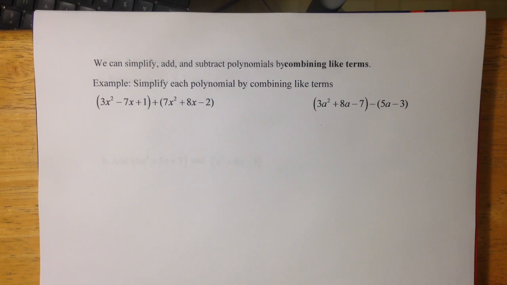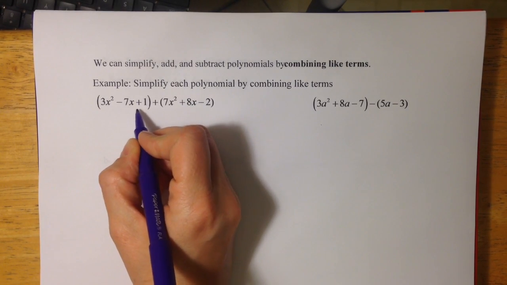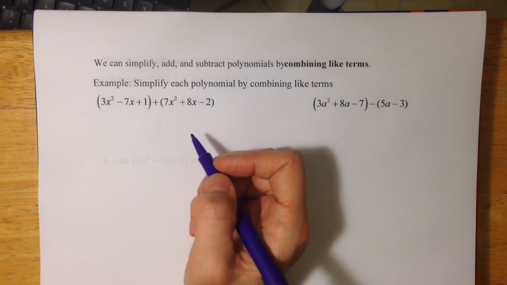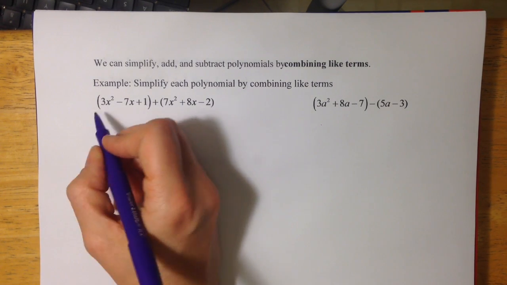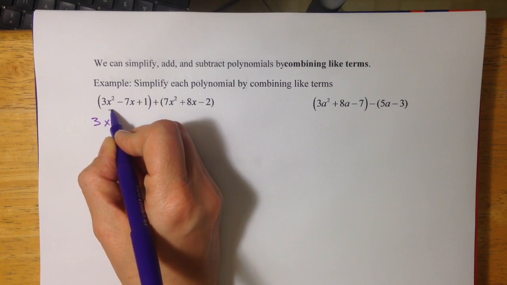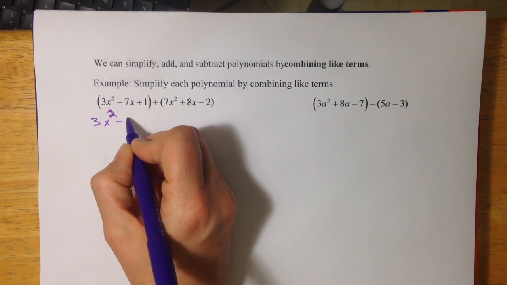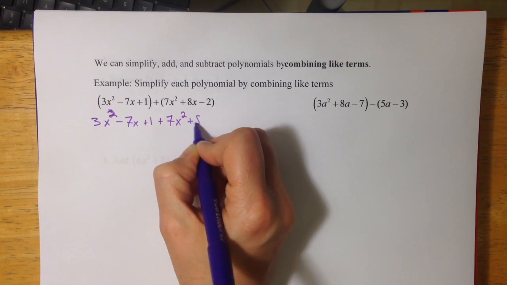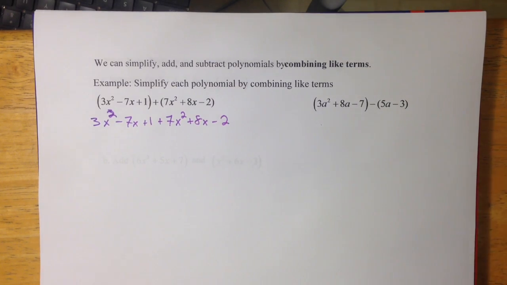When we're not evaluating polynomials, we can add or subtract them by combining like terms. Remember that like terms are terms with exactly the same kind of variables. Let's look at an example. I have 3x squared minus 7x plus 1, and I would like to add 7x squared plus 8x minus 2. Now, since what we're doing here is addition, I can go ahead and drop these parentheses. I have 3x squared minus 7x plus 1 plus 7x squared plus 8x minus 2.